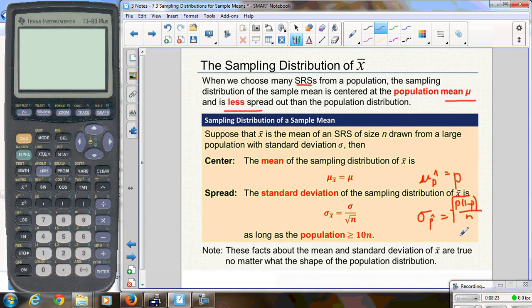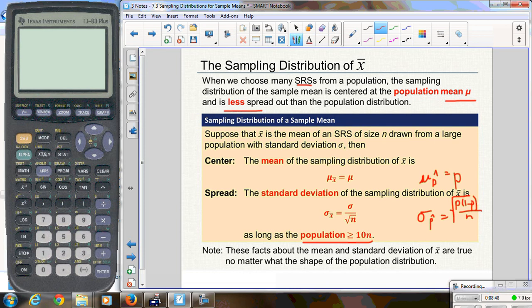So even with the sample proportion, I was still dividing by the square root of n. Now, as with the sample proportion, the only time I can use this standard deviation formula is if the population is at least 10 times the size of my sample. And sometimes you don't know the entire population, so you'll actually have to make an assumption. Assume the population is at least 10 times whatever your sample size is. And so that characteristic is the same for both.